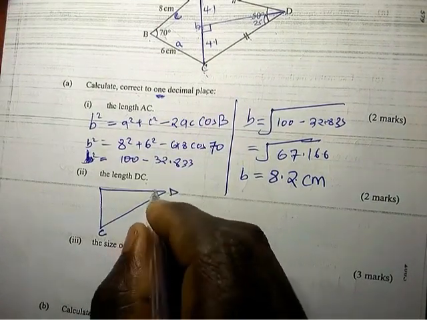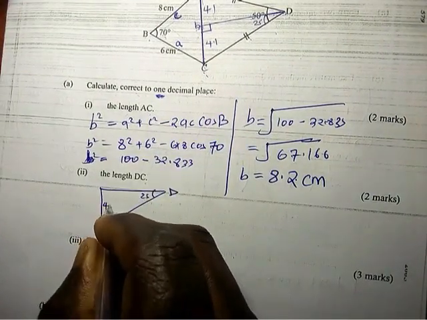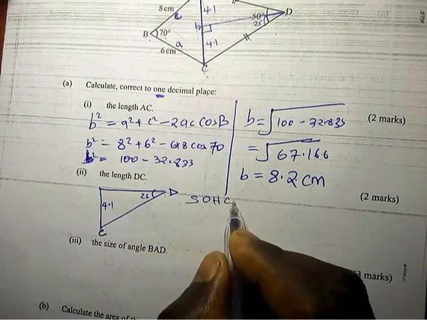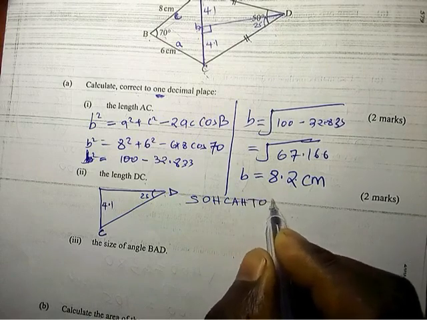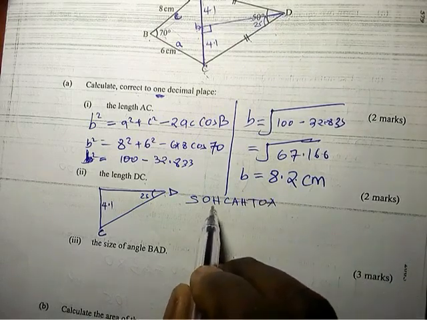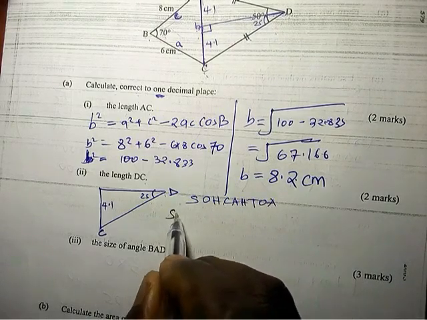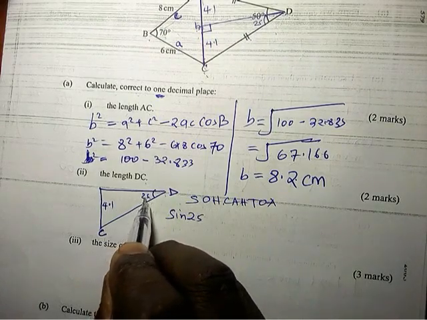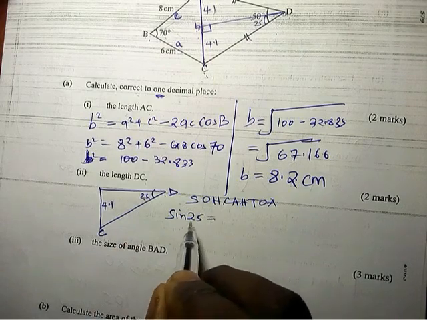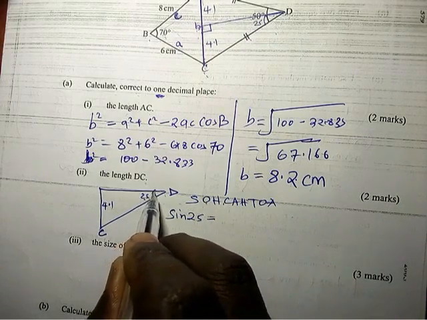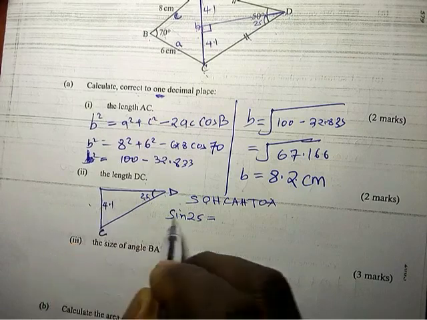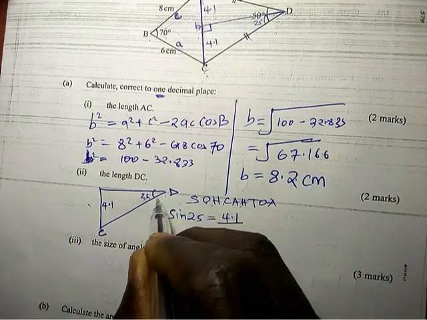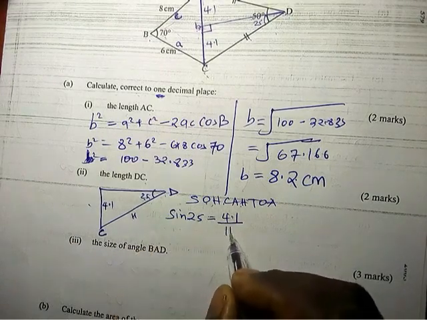Here is 25, here is 4.1. To find this, we use SOHCAHTOA. We are going to use the sine. So sine theta, which is sine 25, is equal to opposite over hypotenuse. Remember we are here. The opposite is 4.1, over the hypotenuse, which is this h here.